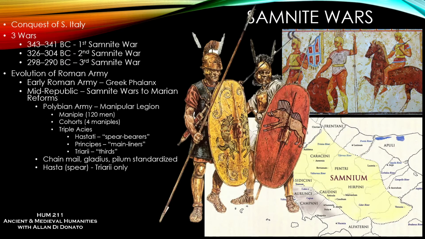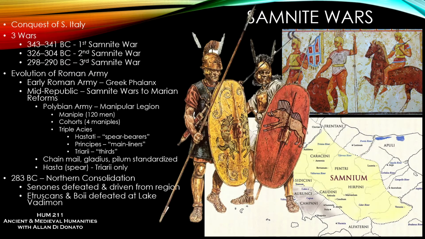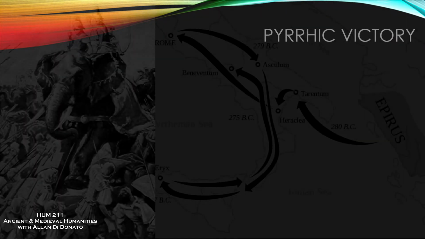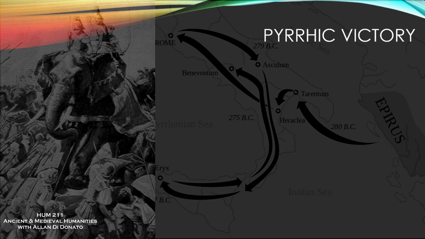And here you see some illustrations of what the Roman soldiers of the era may have looked like. They have long, curved shields that give you a great deal of protection. About 283, they start to consolidate their power in the north. They drive out the Senones. They defeat the Etruscans and the Boii at the Battle of Lake Vadimon, and they are eventually taking all of Italy. Now, the last portion of Italy in the south is going to bring about what's called the Punic War.